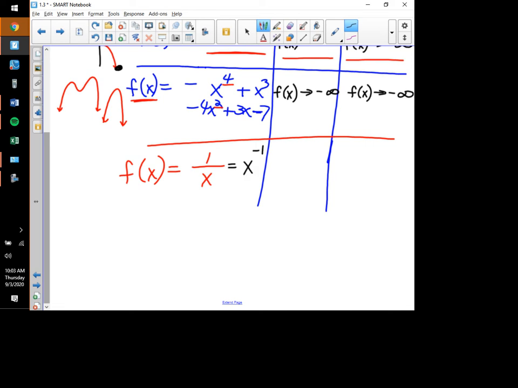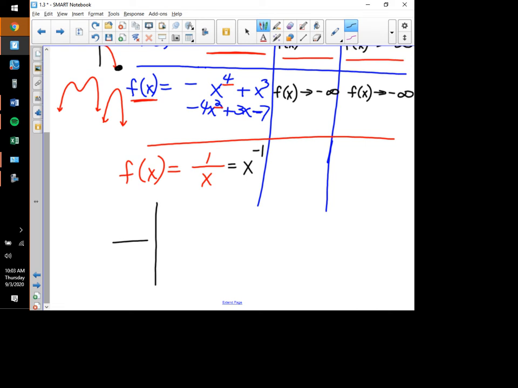The first thing I want you to realize is that 1 over x can be rewritten a different way as x to the negative first power. And that right there violates a rule that we just wrote down on the last slide. Polynomials cannot have negative exponents. That's why this one doesn't follow the rules that we just discussed in the previous three.